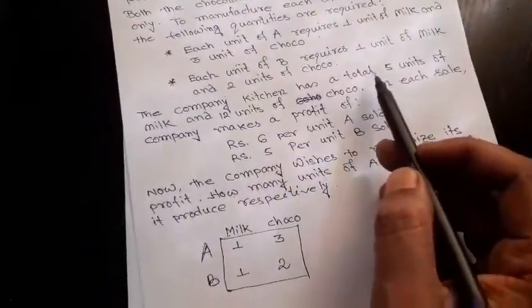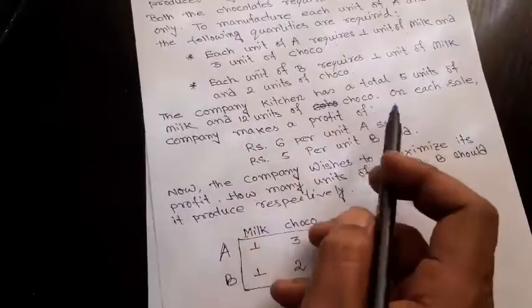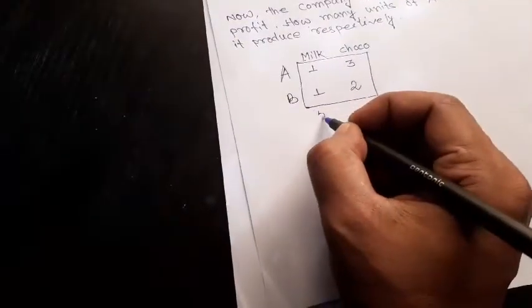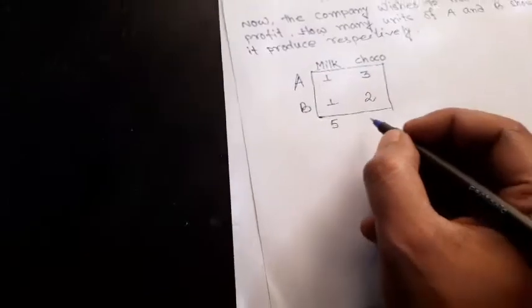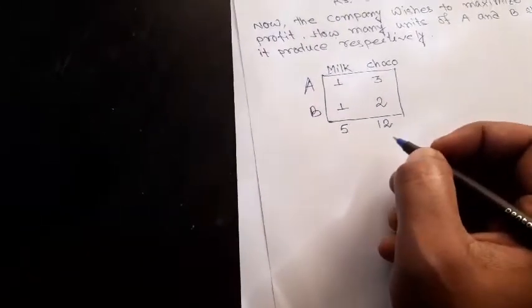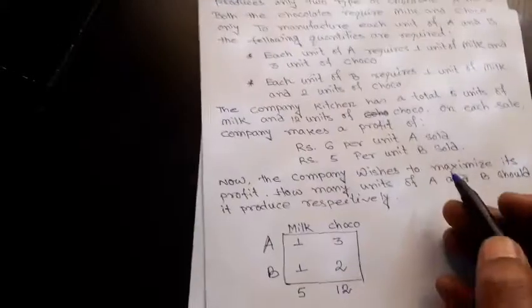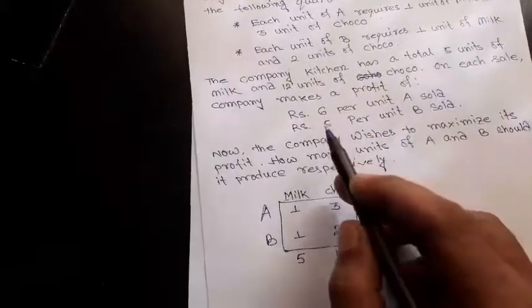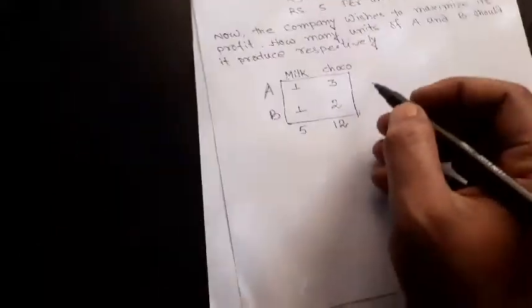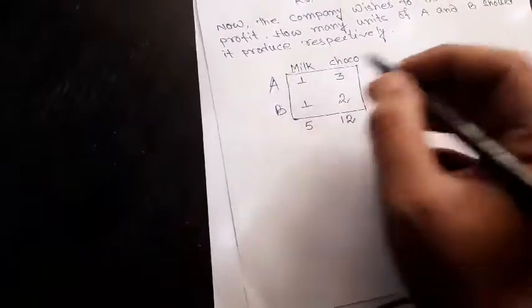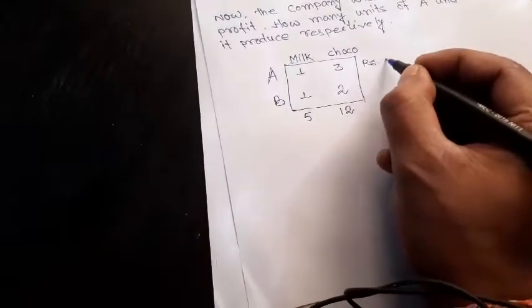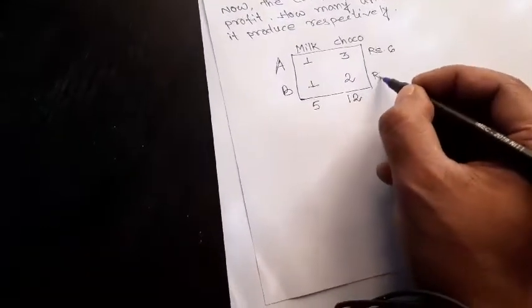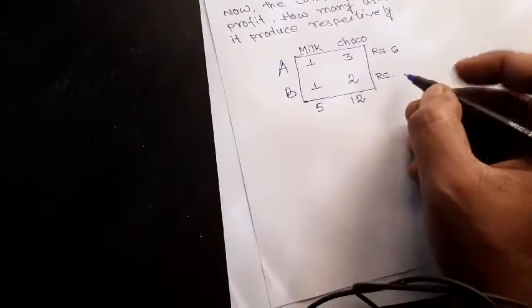The company kitchen has a total of 5 units of milk and 12 units of choco. So the company has 5 units of milk and 12 units of choco present. After sale, the company makes a profit of rupees 6 per unit A sold and rupees 5 per unit B sold. So after selling product A, it gives a profit of rupees 6 and B gives a profit of rupees 5. This is on a per unit basis.